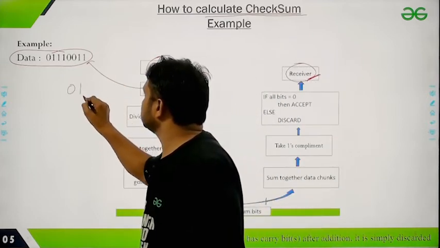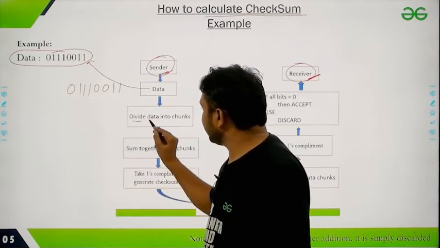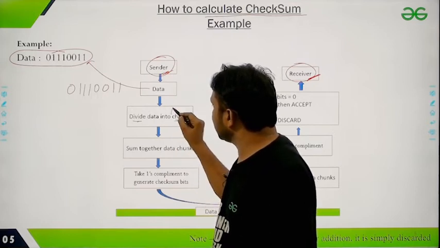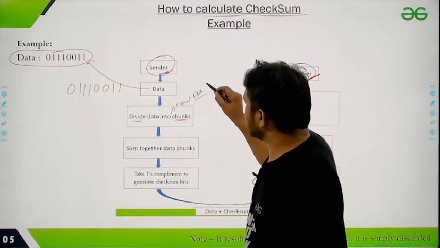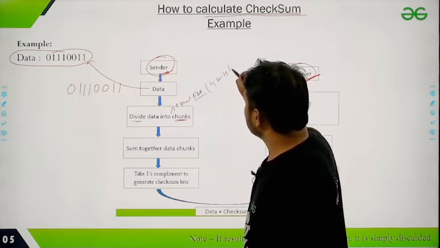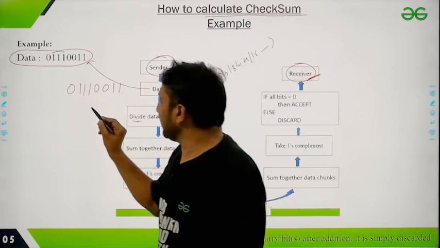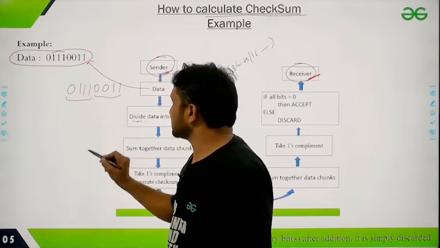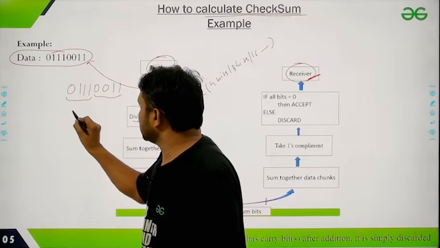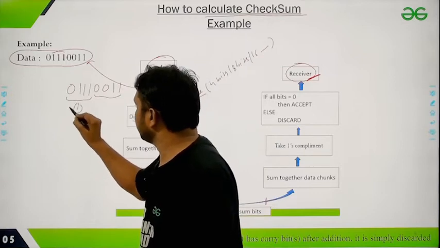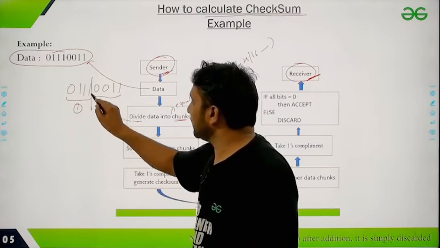Let me write here 0111 0011. We need to divide the data into equal size chunks. We know that the size of the chunk may be 4 bits, 8 bits, 16, and so on. Let me divide this data into 4 bit chunks. This is one 4 bit chunk, this is another 4 bit chunk. So I divide it into two 4 bit chunks.